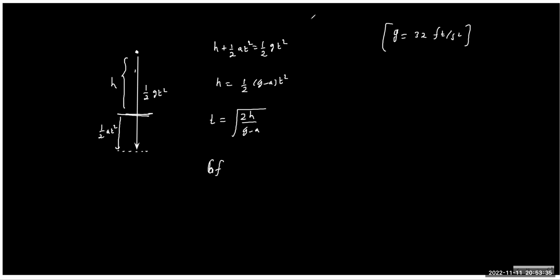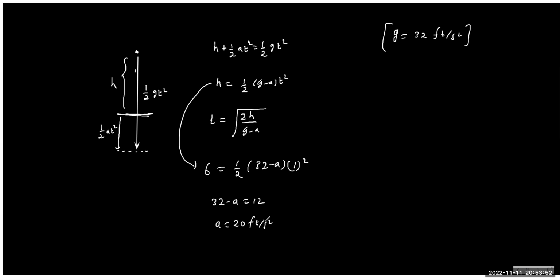So I'm going to use this directly. 6 equals half into 32 minus a, into 1 square, because it takes 1 second, right? What are they asking? Ah, yeah, this is one. So you can check the answer to 31. It must be 20 feet per second square. Is that the answer? Can you check?